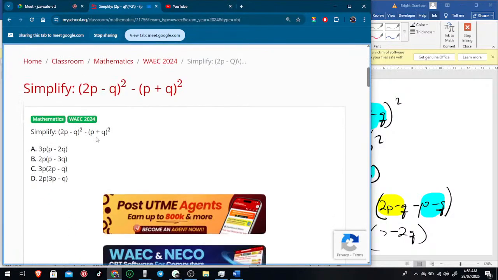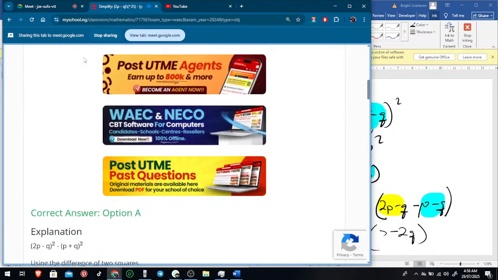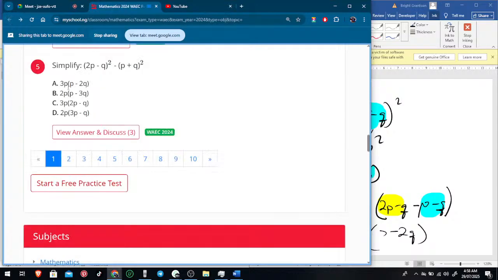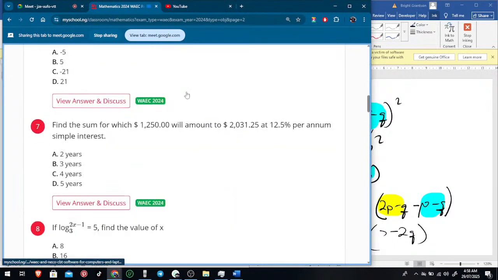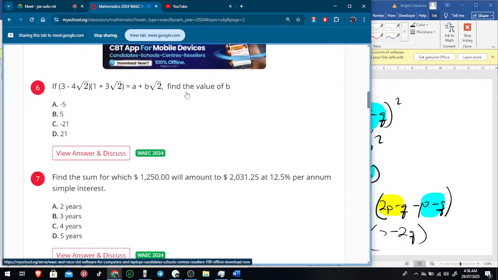So number 5, the correct option is A. Is that clear? Correct option is A. I hope you understand. Yes, sir. Let's go to the next page. If you don't understand something, ask questions, okay?